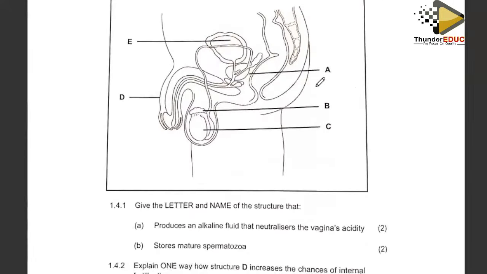Guys, whenever we have such things, I always tell students you must label so that you're able to get the things right. So we have A looks to be the prostate gland, B looks to be the epididymis, C looks to be the testis, D looks to be the penis, and then E looks to be the bladder. All right, let's see what they are talking about in this case.